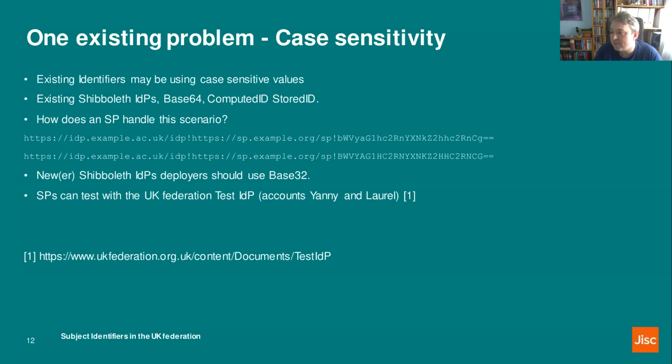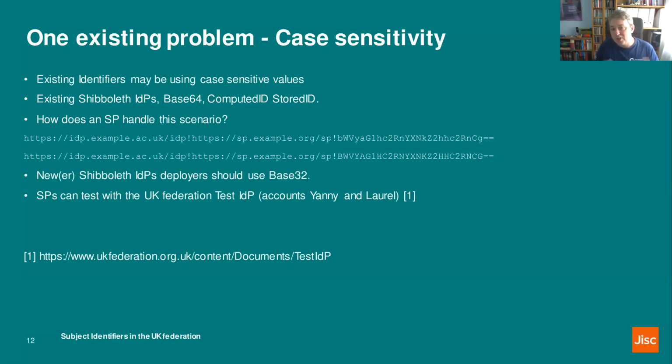So one of the existing problems, and this is where I'm answering the issue of, hey, haven't I seen this before, is that existing identifiers may be using case-sensitive values. Existing Shibboleth IDPs will typically be using base 64 in either their computed ID or stored ID connectors to generate those per-user, per-service provider, per-identity provider values that then go into the eduPersonTargetedID. So how does an SP handle this scenario where one is in one case and one is in the other case, but the same value? If they don't handle that well, we've got a problem.